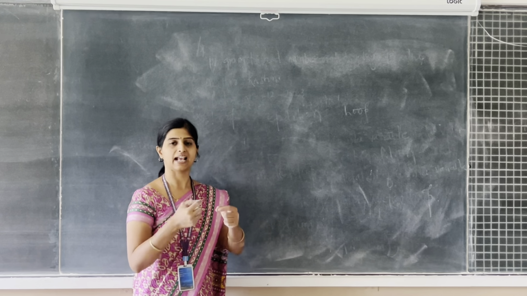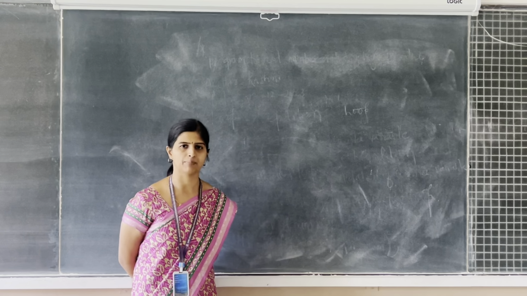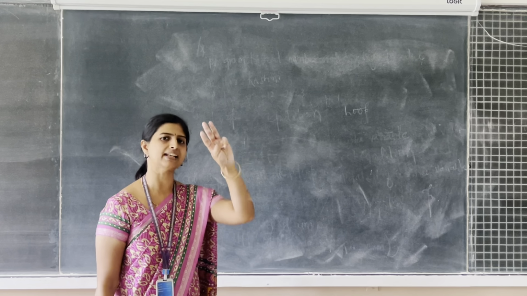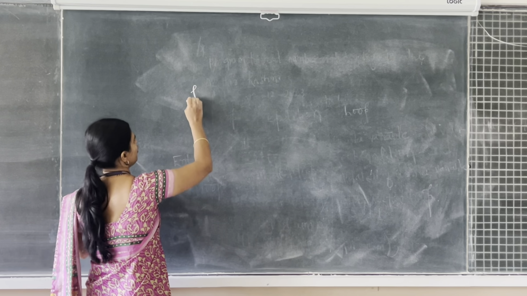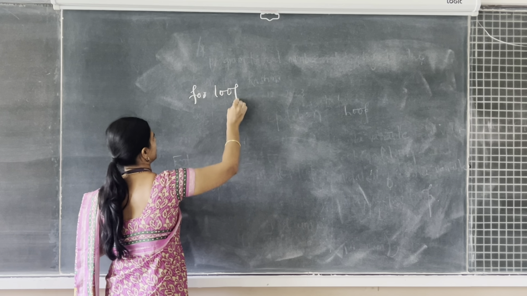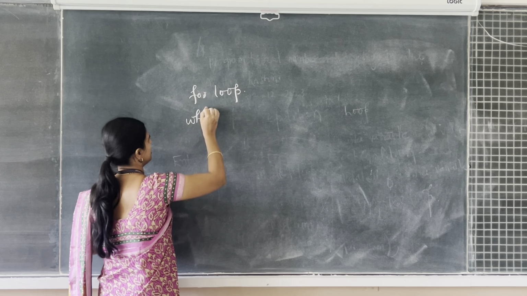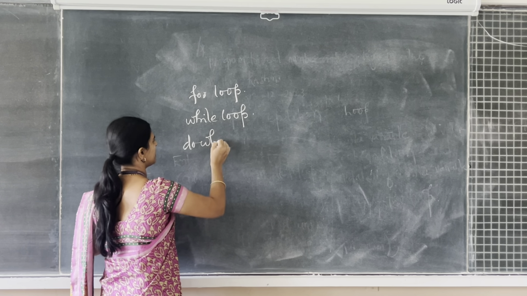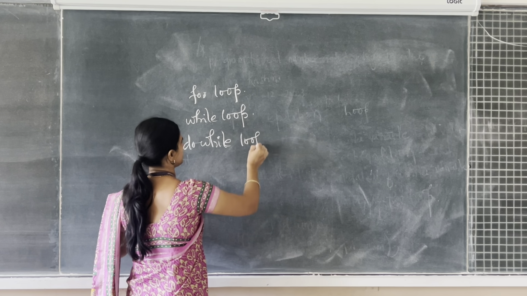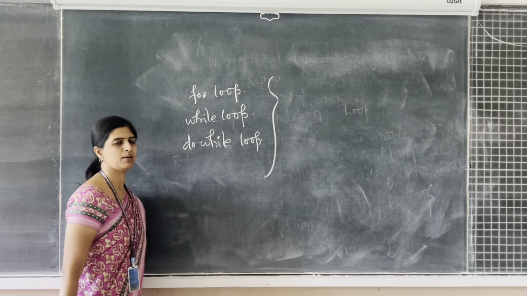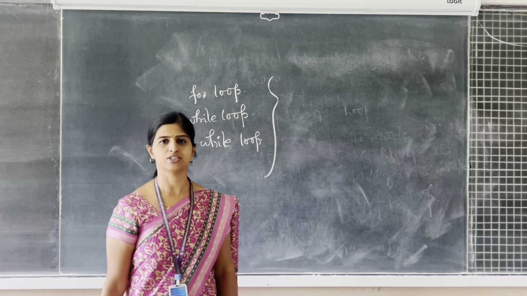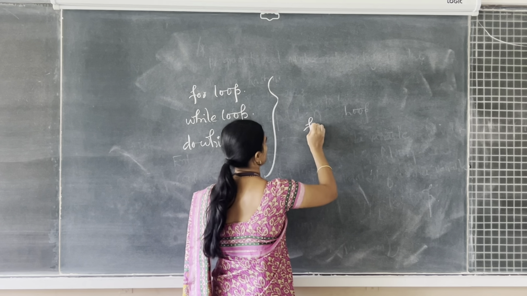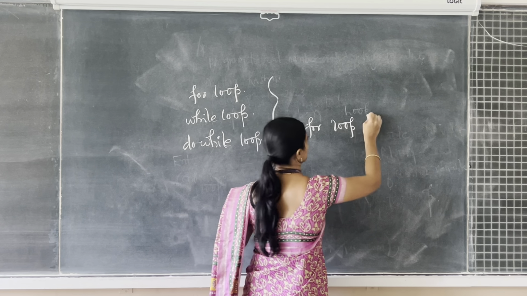Now let us study the types of loops that we are going to use in C programming. Basically there are two categories, entry and exit control, as I have told you, but there are three types available in C programming. The first one is for loop, the next one is while loop, and another loop is do while loop. First let us take up for loop. For loop syntax: how should I take it?